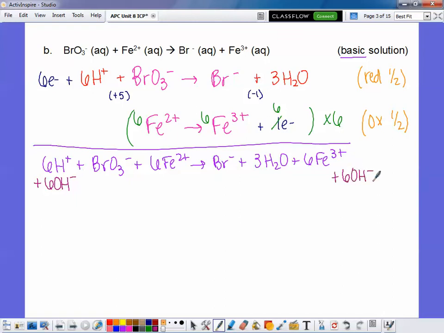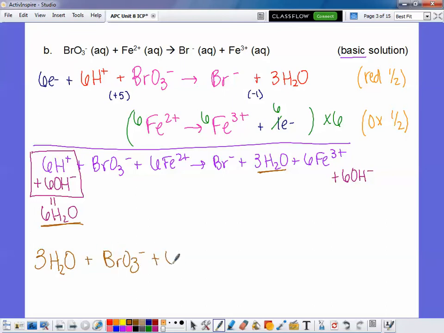All right, that creates how many waters? 6 waters. All right, which will cancel with some of the waters on the right. Okay. So that's going to be a net of 3 waters on the left. So my overall equation after we've made it basic is this.